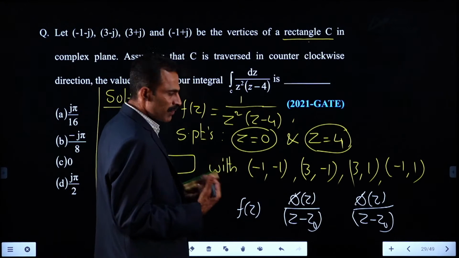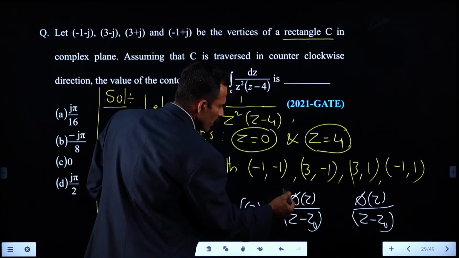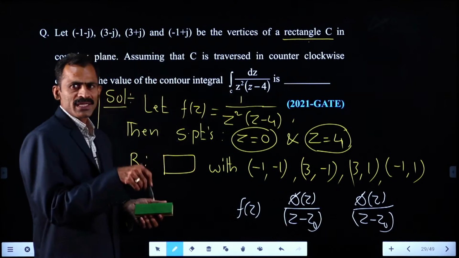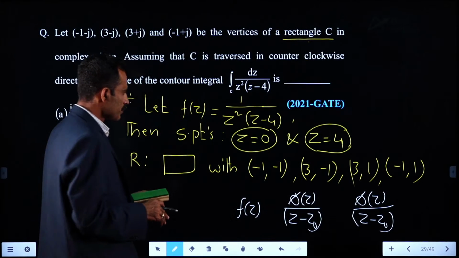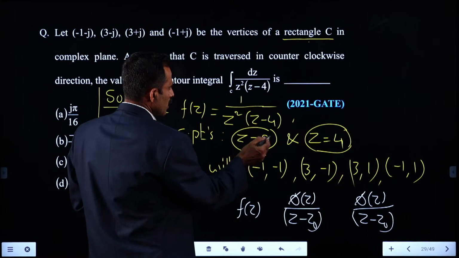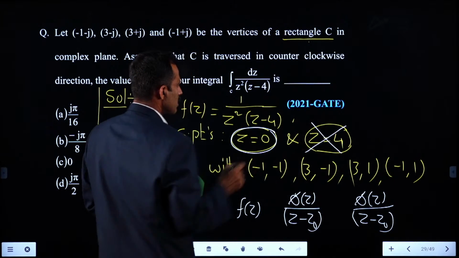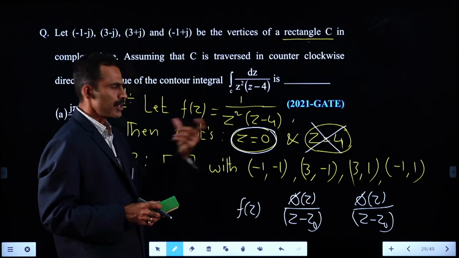According to the conditions of the theorem, the numerator function should be analytic inside C and on C, and this point z0 should lie inside the region. These are the conditions. Now, this is a singular point inside the region. This one is lying outside the region. We never consider this. Just focus on the singular point inside the region only.